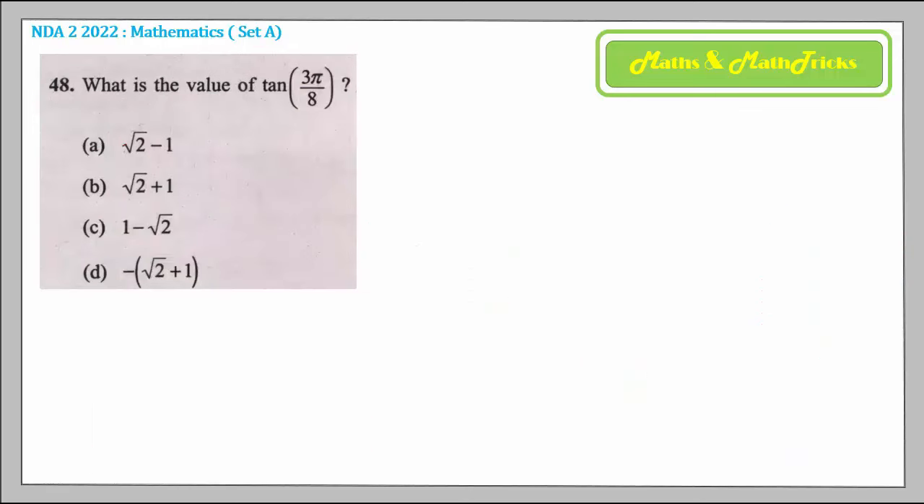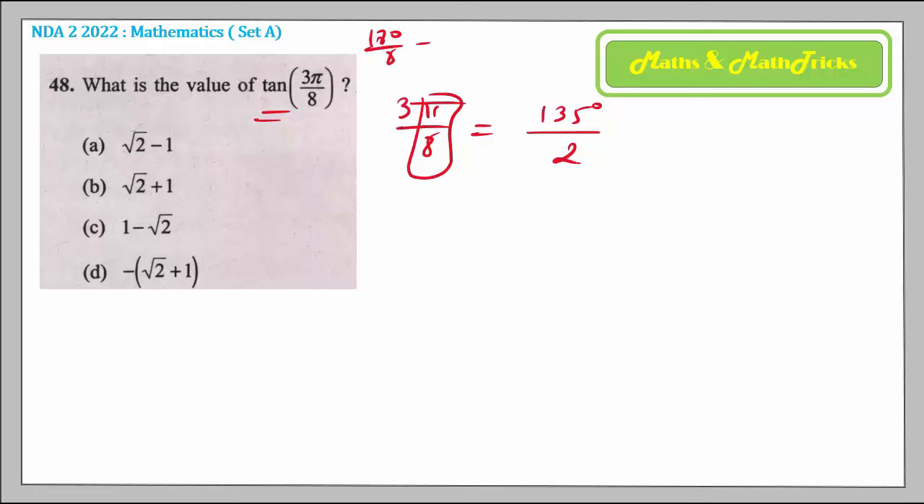Coming on to the next question, here you are asked the value of tan of 3 pi by 8. 3 pi by 8 is how much? It is basically 135 degrees by 2. Because pi by 8, if you take, it's 180 by 8, which, dividing by 4, will be 45 by 2. 45 into 3 in the numerator becomes 135 degrees by 2. So basically you are asked the tan of half of 135 degrees.